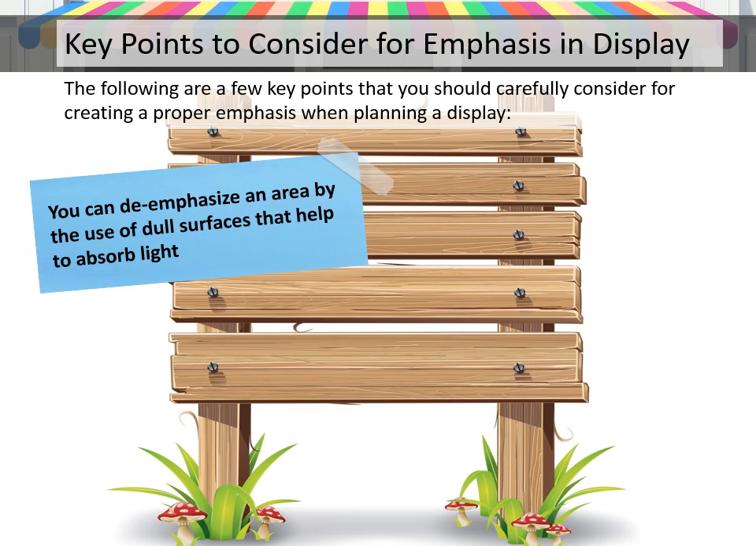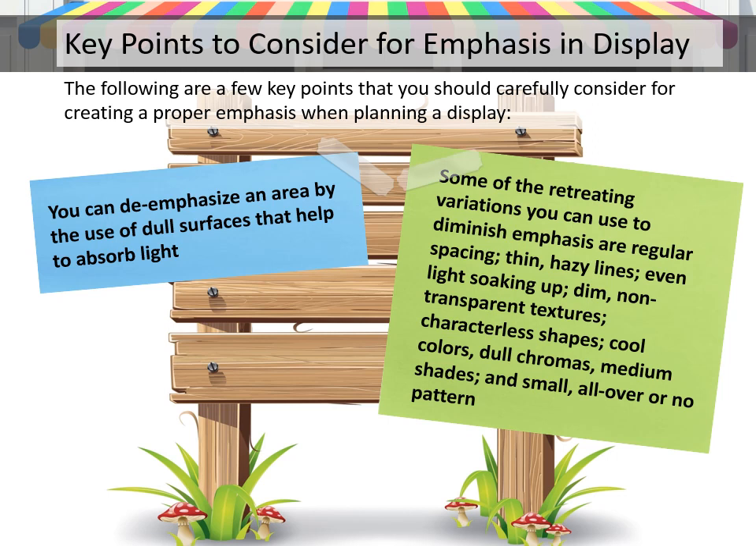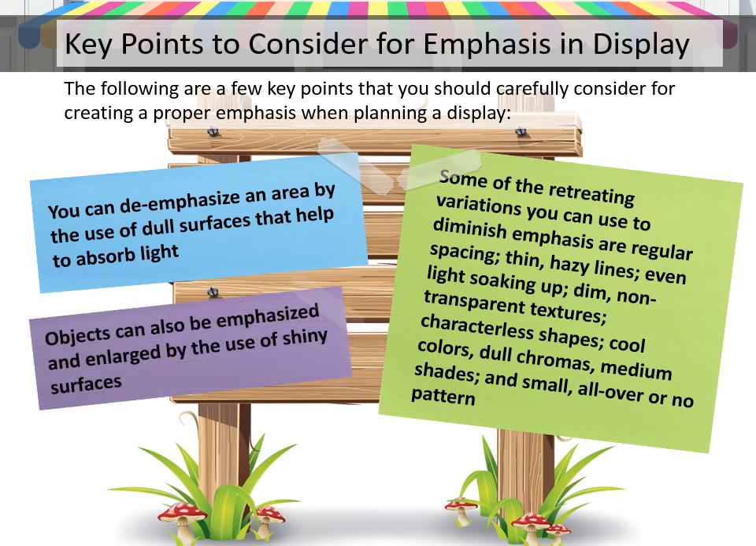You can de-emphasize an area by the use of dull surfaces that help to absorb light. Some of the retreating variations you can use to diminish emphasis are regular spacing, thin, hazy lines, even light soaking up, dim, non-transparent textures, characterless shapes, cool colors, dull chromas, medium shades, and small, all-over or no pattern. Objects can also be emphasized and enlarged by the use of shiny surfaces.